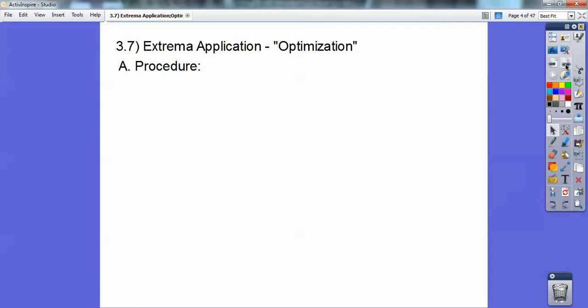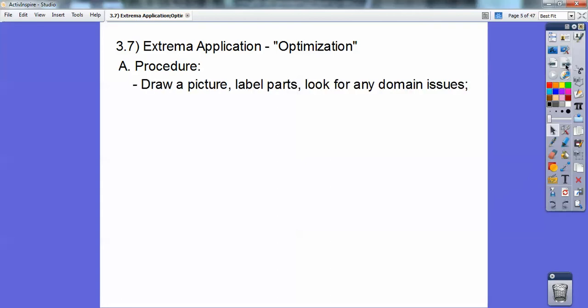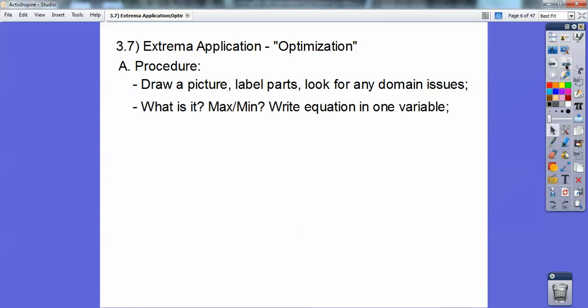Okay, so in most cases, if it asks for a max, then the answer is going to be a max, and if it asks for a min, the answer will be a min. But sometimes they'll try and trick you. All right, so procedure, you guys. Let's go. You go ahead and draw a picture, label parts, and then watch out for any domain issues. So if you get an answer that's outside your domain, then toss that out.